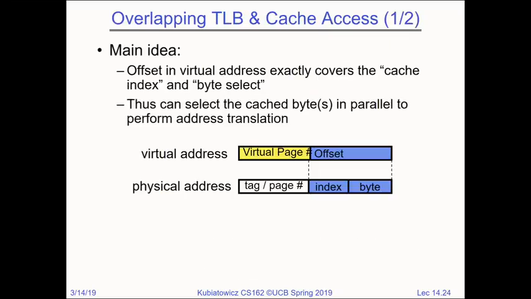Okay? So, and this is the main idea here. The offset doesn't change when you do virtual to physical, and so you can use that offset to maybe, if the index fully overlaps, you can just start accessing the cache right away.